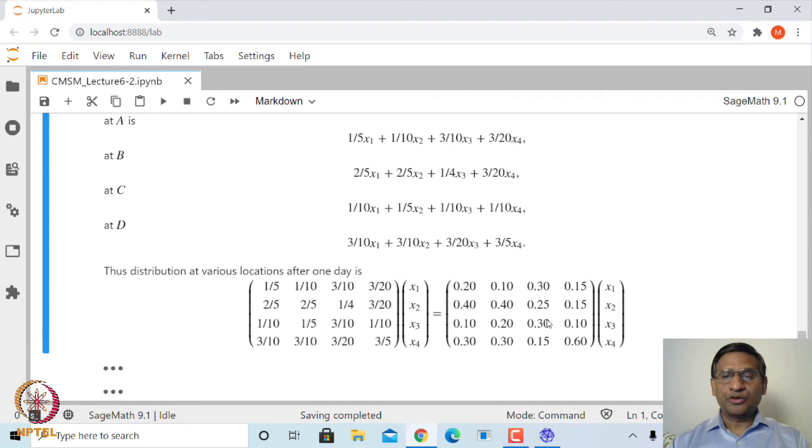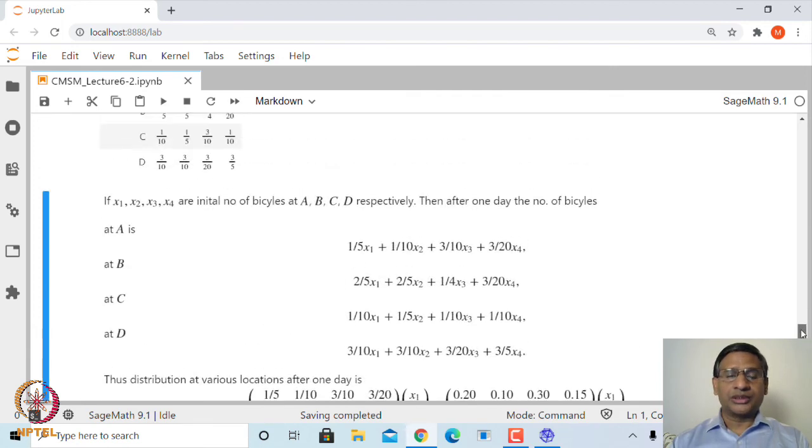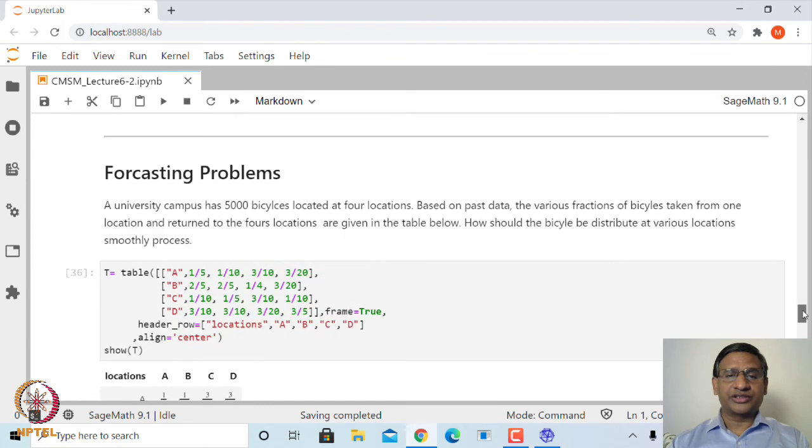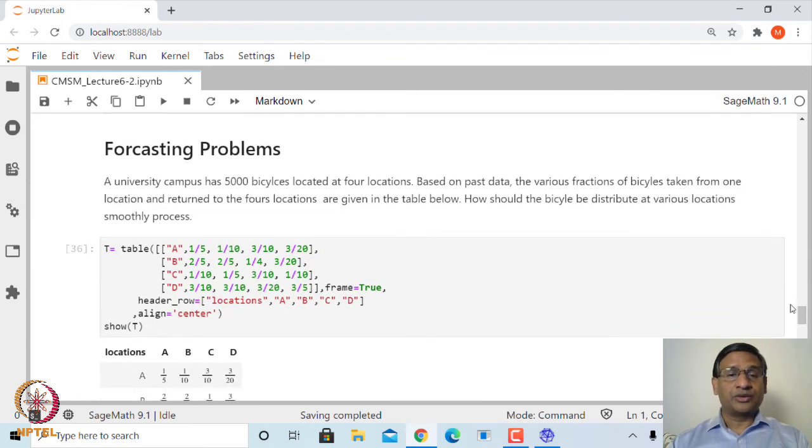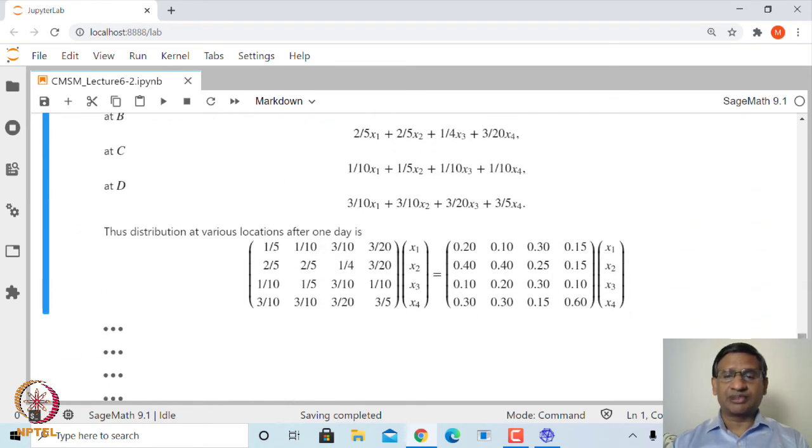Now, just imagine that instead of distributing cycles in a university campus, you want to do this in a big city. Then in a big city you may need, let us say, a few thousand stands, and the matrix you will be dealing with will be 1000 cross 1000 if there are 1000 stands. Finding the power of a 1000 cross 1000 matrix is quite expensive even for a computer. A computer will also not be able to do it efficiently.